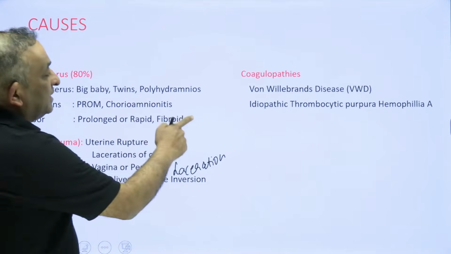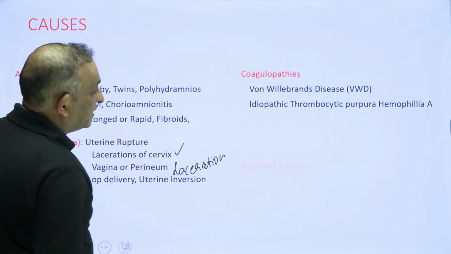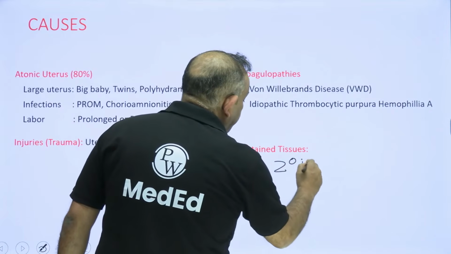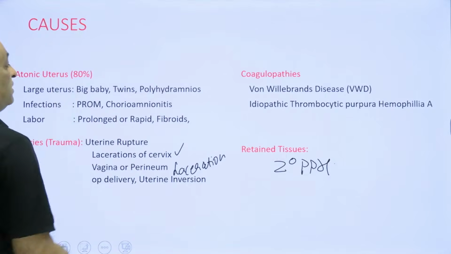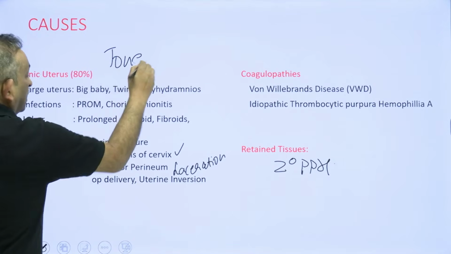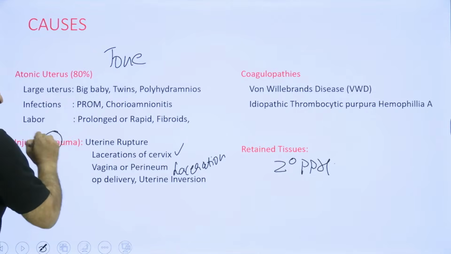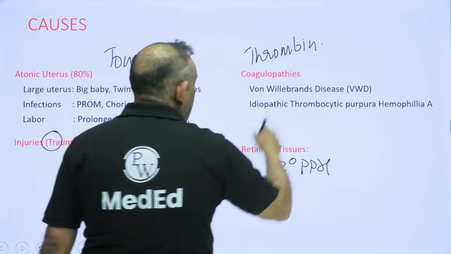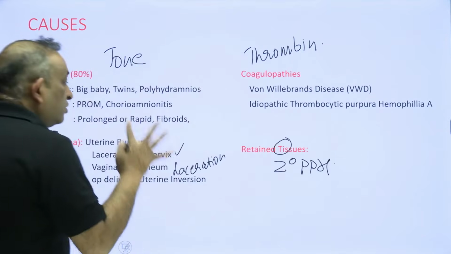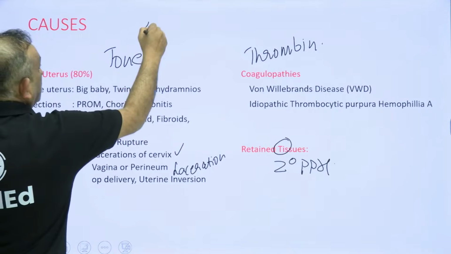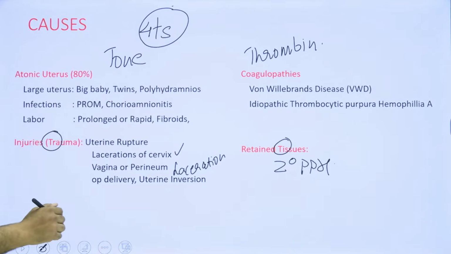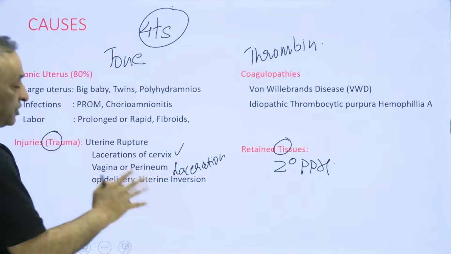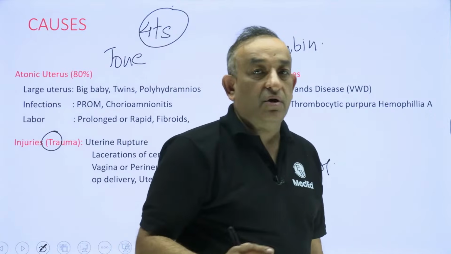Then coagulopathies, von Willebrand's disease, idiopathic thrombocytopenic purpura, and retained tissues, like I told you, will cause secondary PPH. So these are the 4 T's: abnormal tone, trauma, thrombin deficiency (coagulation), and retained tissues. So 4 T's of PPH. This is what the examiners like to hear, whether you're writing your theory paper also. What are the 4 T's? Tone, trauma, thrombin, tissue. These are the 4 causes, and the main cause is the atonic uterus.